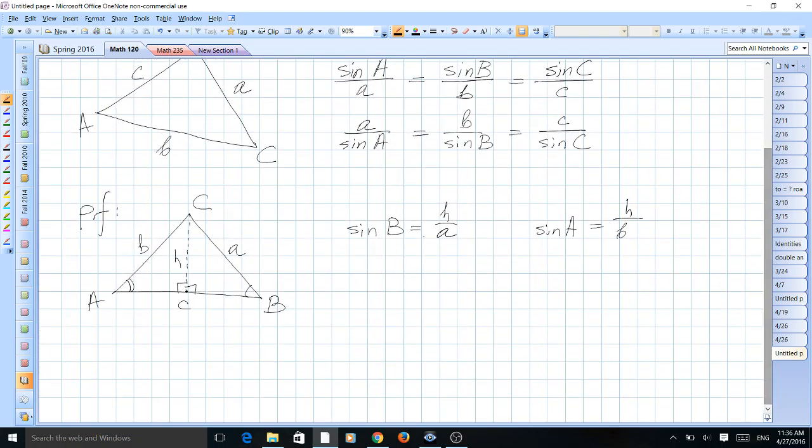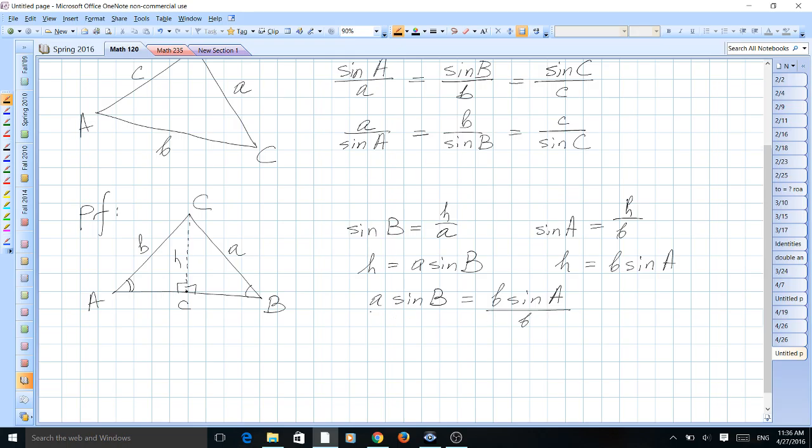What I have is a system of equations. Both will contain an h. So what I can do is take an h, multiply both sides by a, solving for h. So if I multiply both sides by a, I will end up with a sine of B. On this side, if I multiply both sides by b, I'll get h is equal to b sine A. This is the same h, it's the same height, so they must be the same. a sine of B is equal to b sine of A.